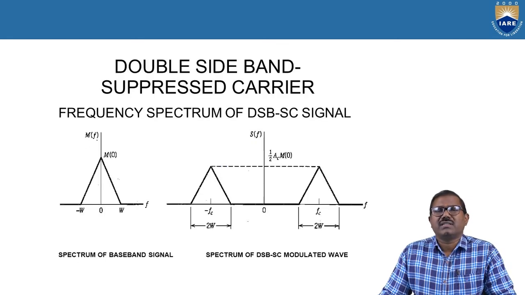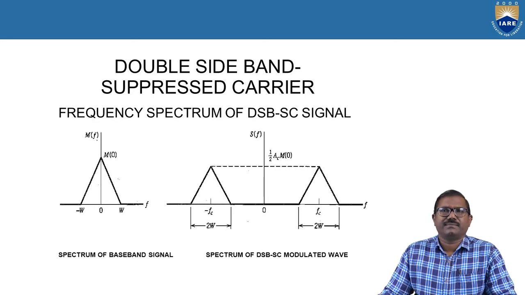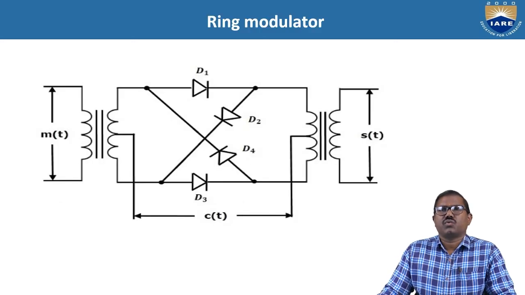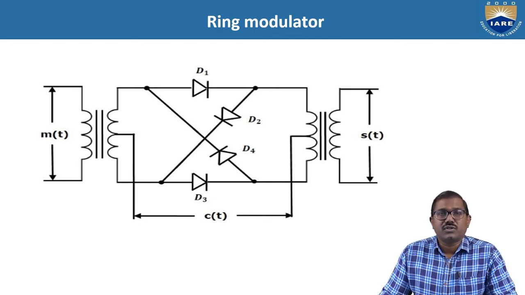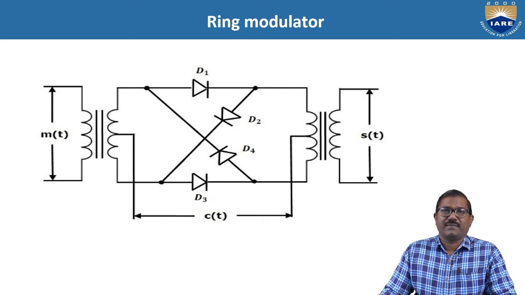So here we can see the spectrum of double sideband suppressed carrier. The carrier is missing. Another one is the ring modulator. By using this ring modulator also, we are going to produce double sideband suppressed carrier.